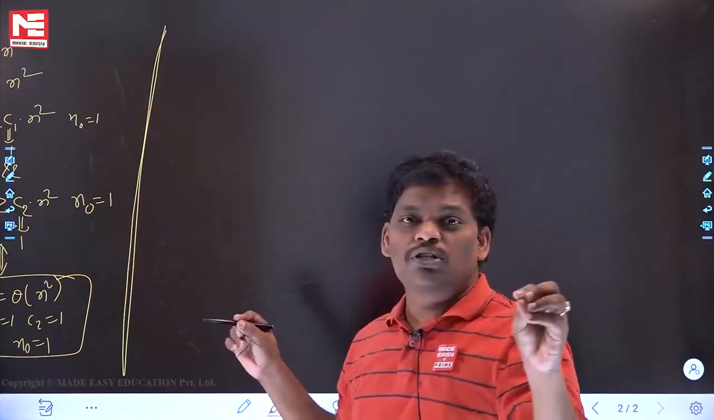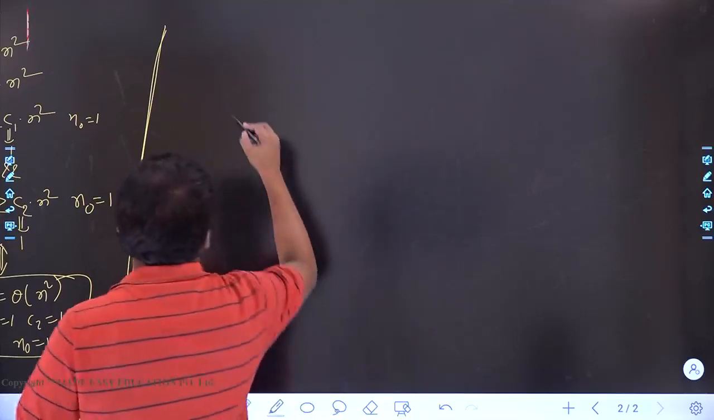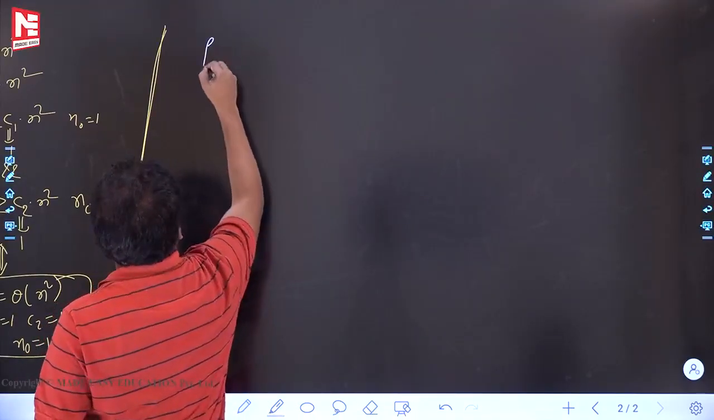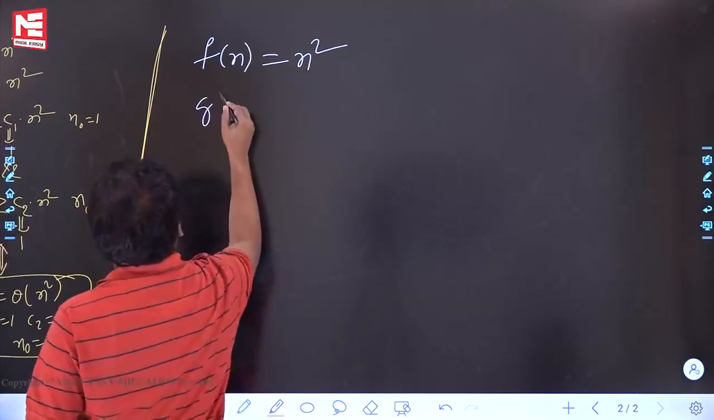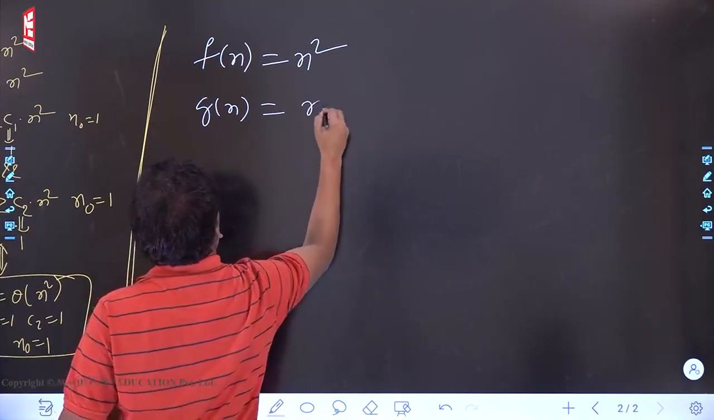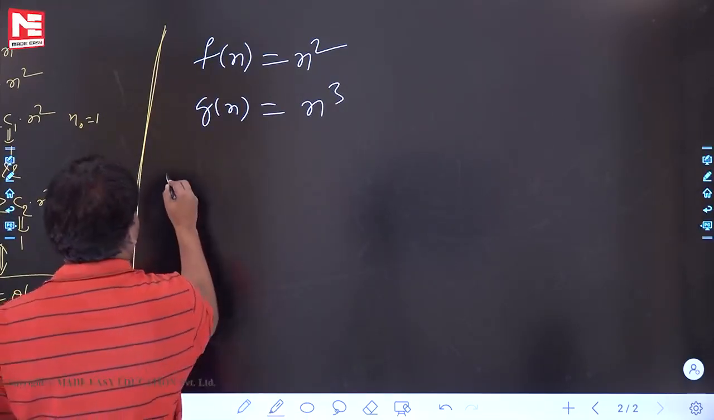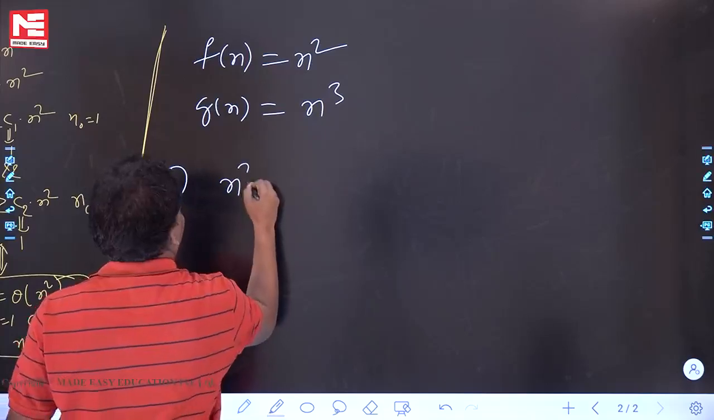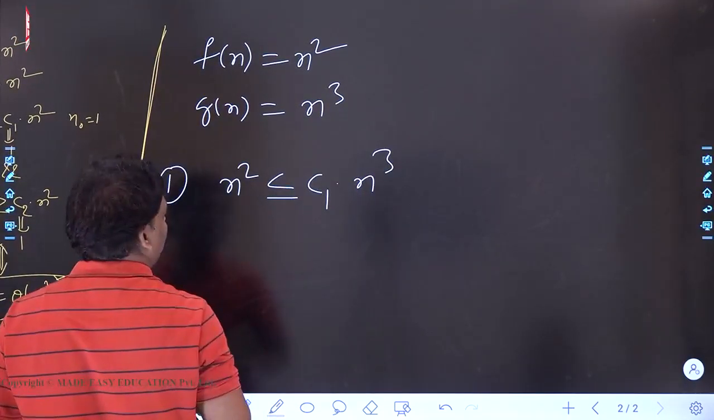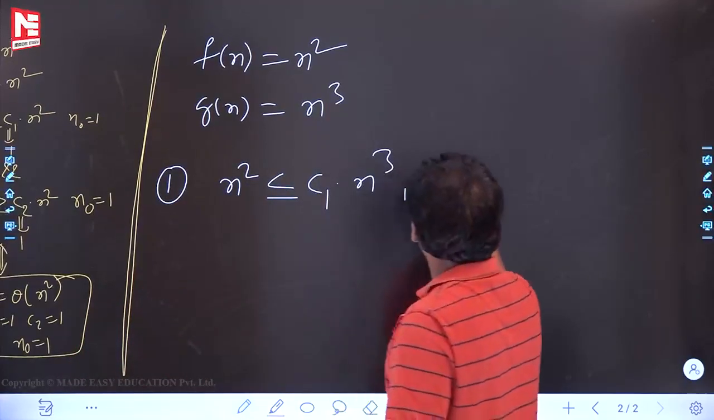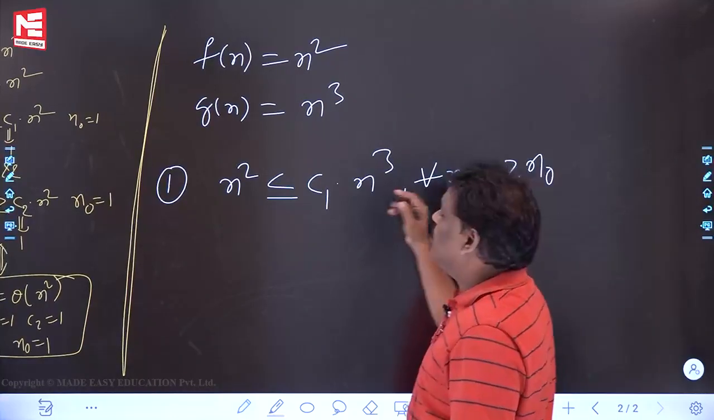Let's see the theta notation one more. One more example is there. Let's see that also. F of n is equal to n square. G of n is equal to n cube. F of n is n square, g of n is going to be n cube. Now let's try big O. N square less than or equal to some C1 into n cube, for all n where n is greater than or equal to n0. Let me try. Can you help me with one small n?